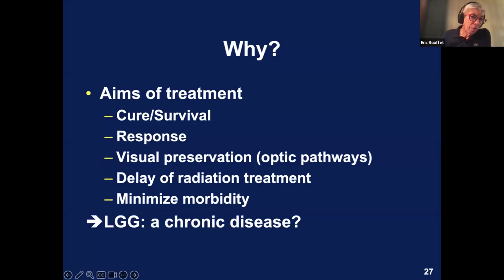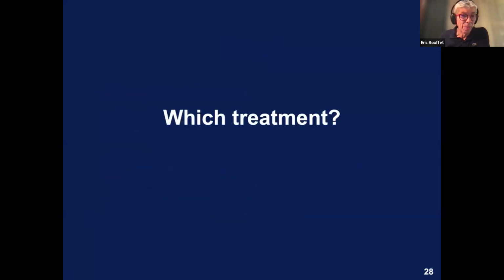So there are a number of reasons to treat. Cure is not really the problem, as I showed you. The response is certainly important, the visual preservation or the functional preservation, to delay or to avoid radiation treatment, essentially to minimize morbidity. And this makes low-grade glioma a chronic disease, in fact. This is like having diabetes. So you need just to make sure that the patient eventually has a life as normal as possible with as few disabilities related to the tumor or the treatment.